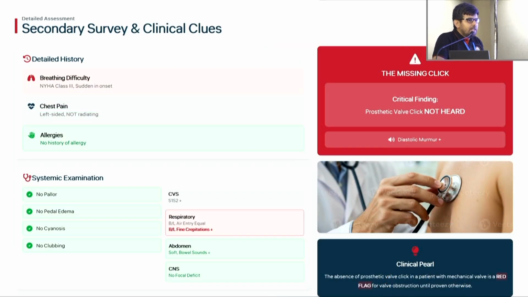Immediately, as we did not have a transesophageal echo at that time, we had to get the cardiologist's opinion. In the meantime, in the detailed history and secondary survey, the patient had breathing difficulty with NYHA class 3, left-sided chest pain and no allergy. In respiration, as I told before, the patient had bilateral fine crepts. And we did not hear a click. The click is very important for any patient who has undergone mechanical valve replacement.